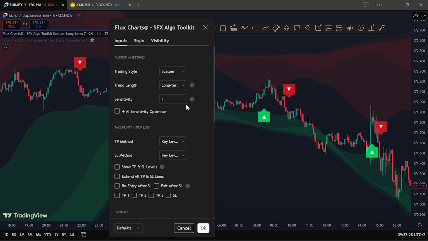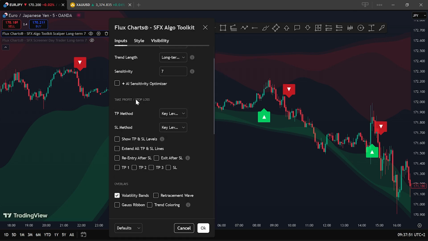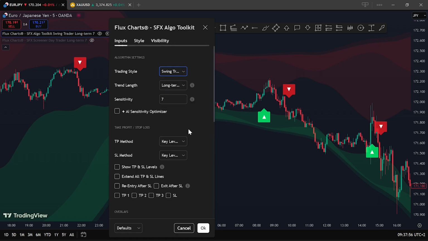So when we move on, we can clearly see that we have the settings for the sensitivity. You can see all the information that you need here to see how this sensitivity will affect how the indicator will make things appear on the chart. So when we move on to the downside a little bit, we can see that we have the AI sensitivity. Let me do this for swing trader because I like to swing trade.